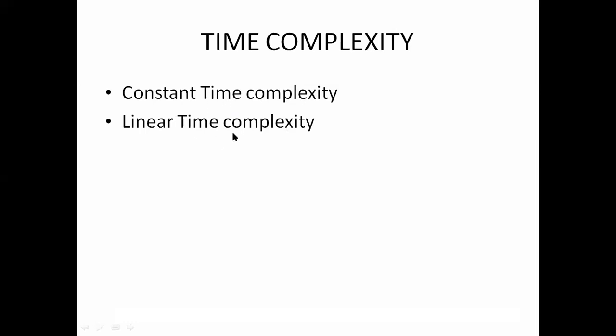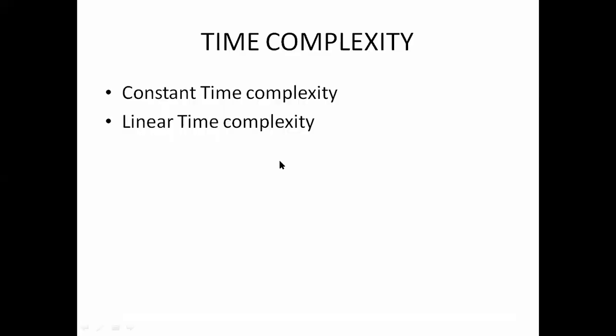Okay. Constant time complexity means that if a program requires a fixed amount of time for all input values, so it requires the same time for all values, then we call it constant time complexity.